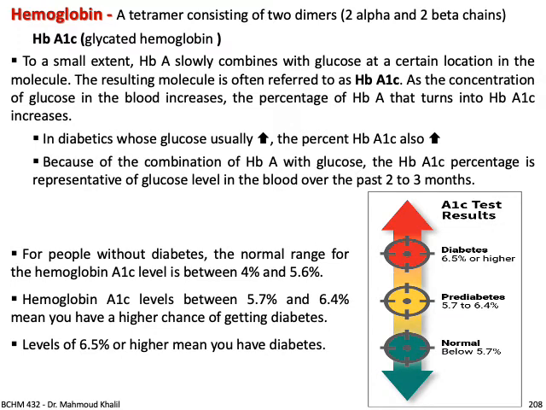You can see from the figure, for people without diabetes, the normal range of hemoglobin A1C is between 4 to 5.6%, while if the level is between 5.7% to 6.4%, that means they have a higher chance of getting diabetes. Levels of 6.5% or higher means you have diabetes.